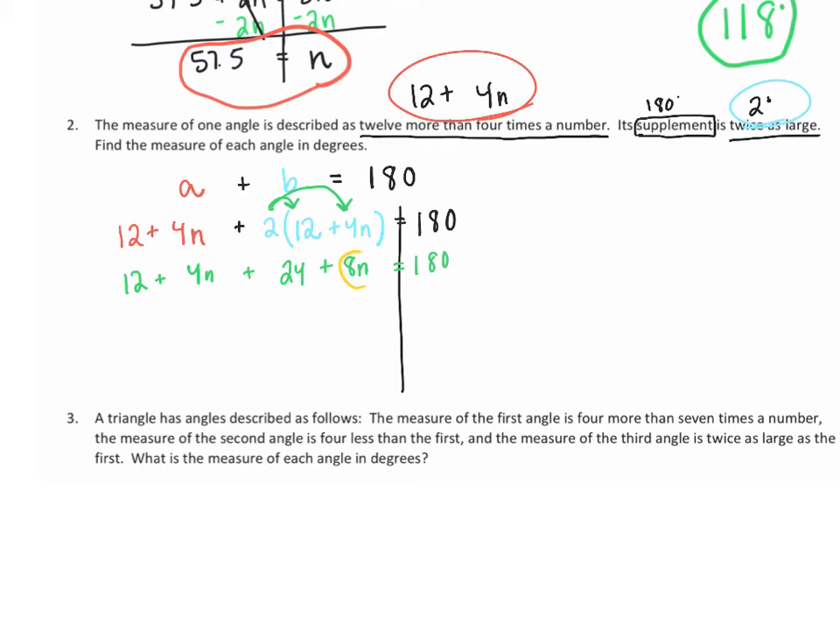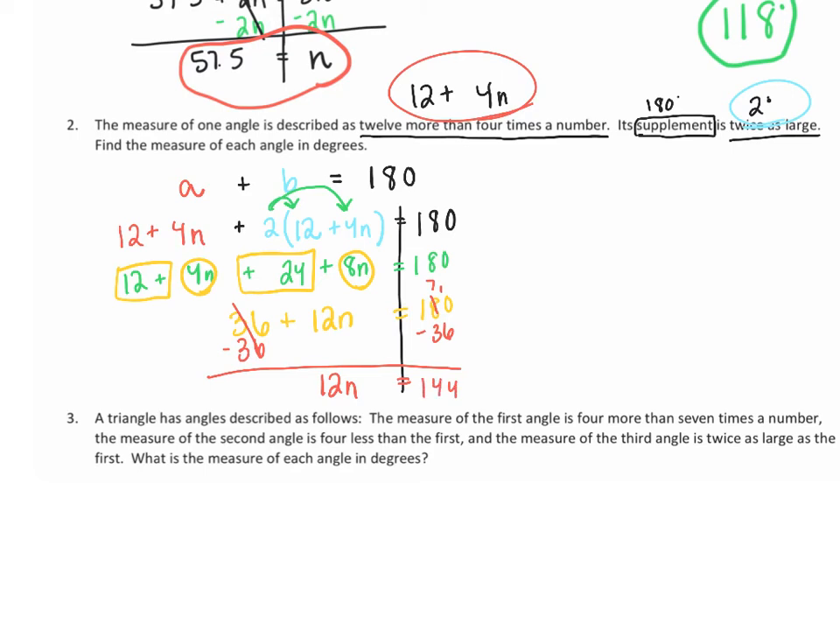Okay, the next thing I'm going to do is combine like terms. 8n and 4n is 12n's. And 24 and 12, if I add those together, is 36. And there was only plus signs, so I just keep my plus signs. Equals 180. All right. Next thing I'm going to do is subtract 36 from both sides. I have 12 n's equals 180, take away 36. Do my math real quick. So 12n equals 144.